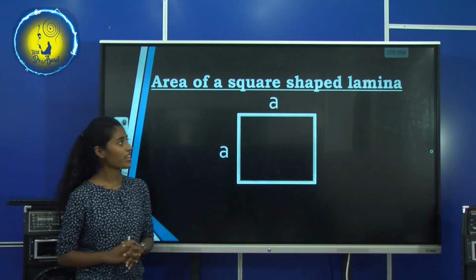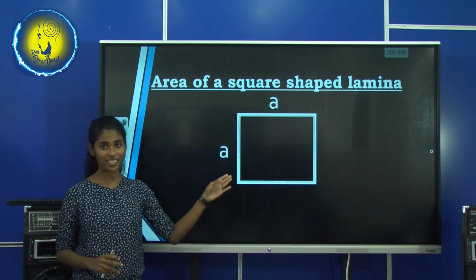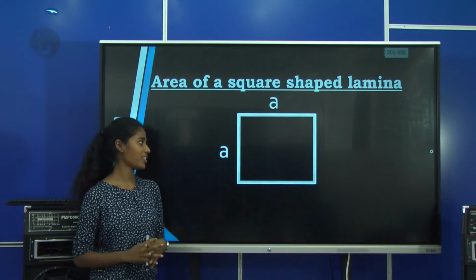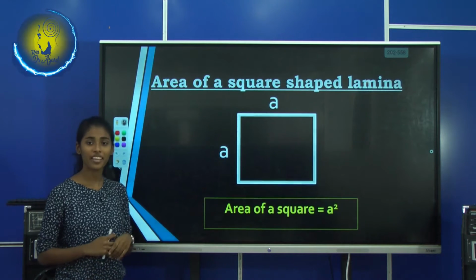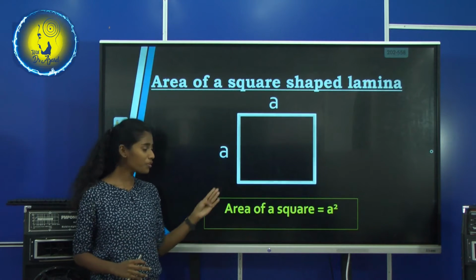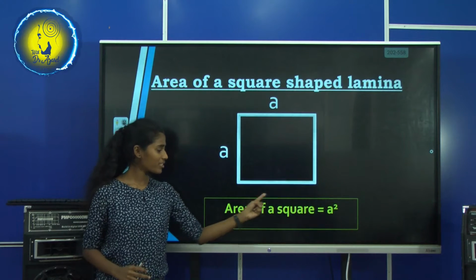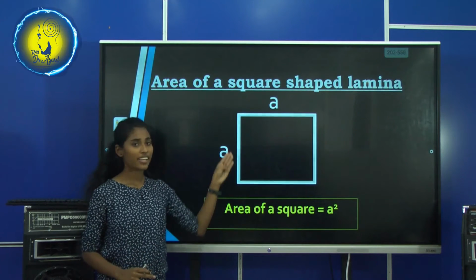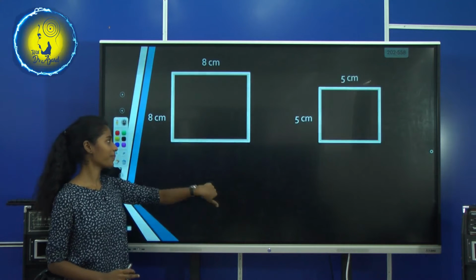Area of a square shaped lamina. This is a square. Opposite sides are parallel and equal to each other. To find the area of the square, you can use this formula. The formula is area of a square equals a squared. A means the length of each side.